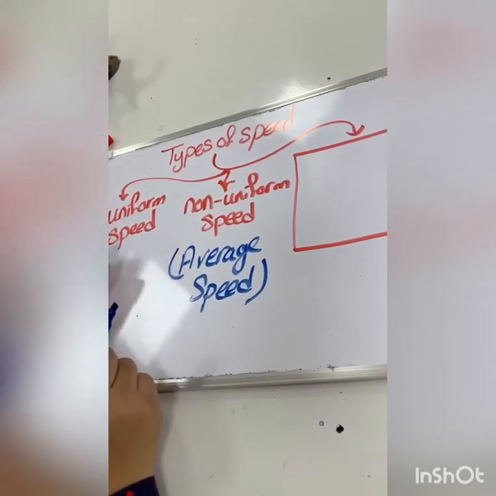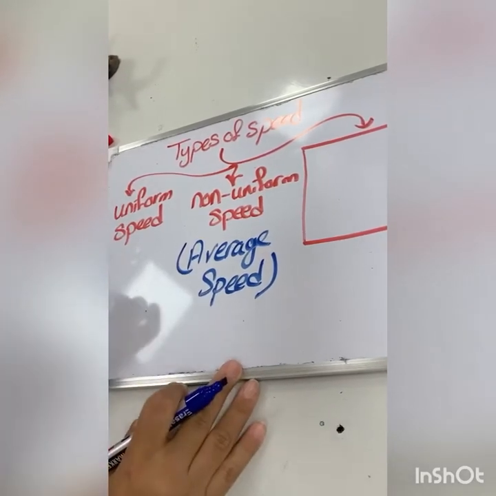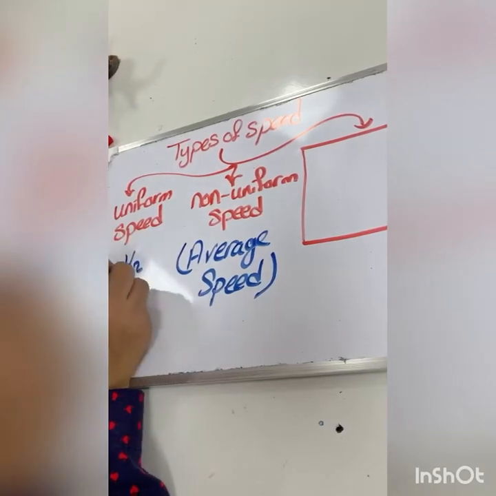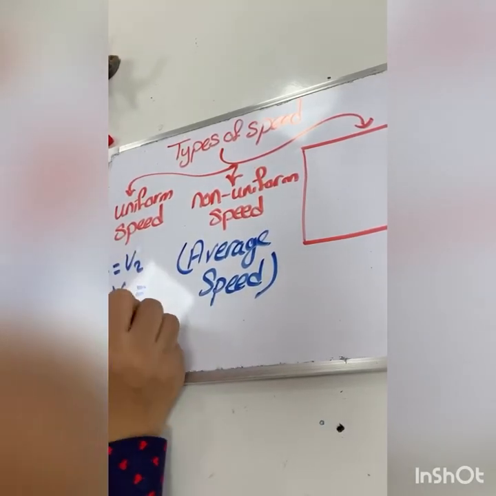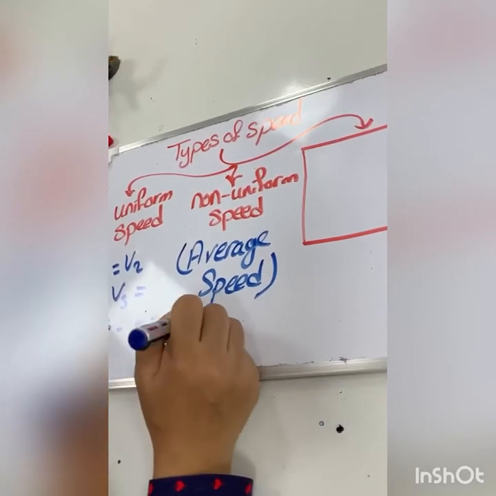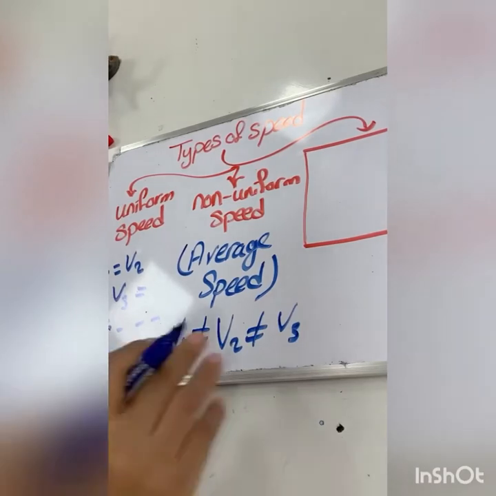Yes, uniform speed means covering equal distance in equal periods of time. And V1 equals V2 equals V3 equals V4 and so on. While in non-uniform speed, V1 is not equal to V2, not equal to V3, and so on.